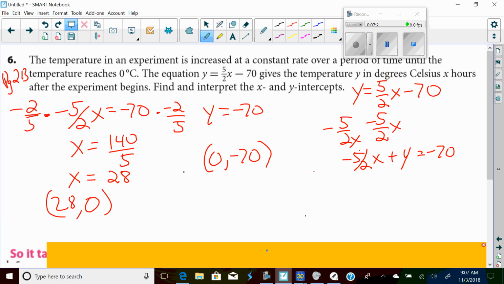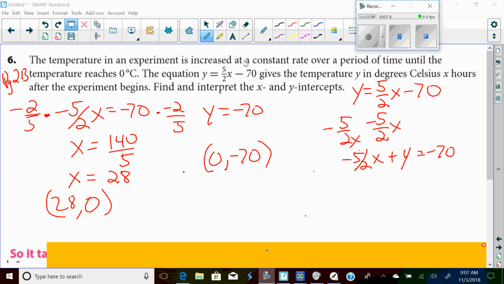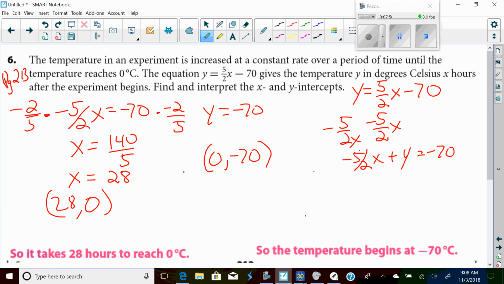And based on the context of the problem, we want to know what this means. The temperature in an experiment is increased at a constant rate over a period of time until the temperature reaches 0 degrees. And that's the equation there that we just worked with. So we want to find out what the x and y mean as it decreases, or in this case, increases to 0. So basically what that means is that it takes 28 hours to get to 0, and the temperature begins at negative 70 degrees.